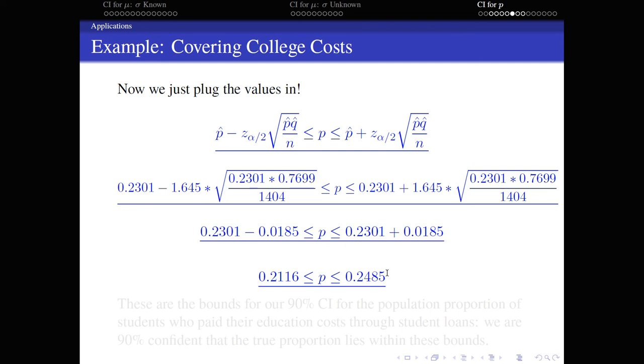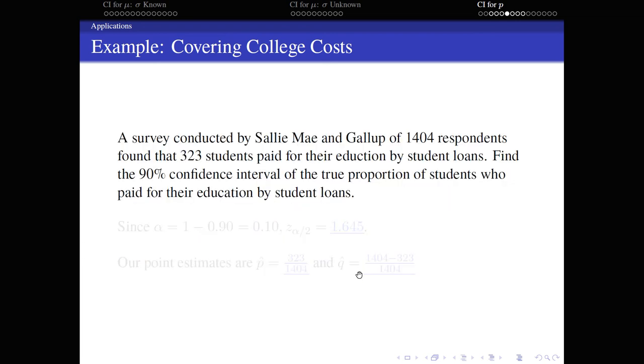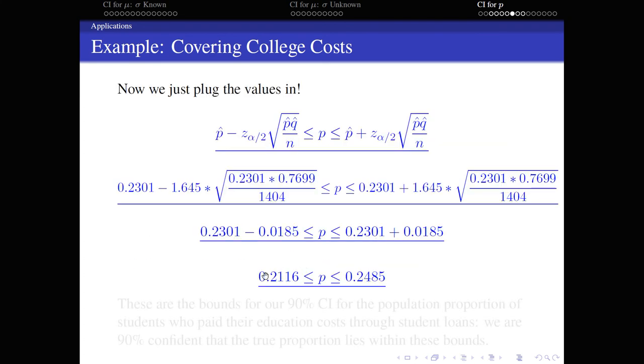Again, we could be wrong, but there's a good chance that we're right, and it depends on how we constructed the confidence interval. So in this case, there's a 90% chance that we're right. We could be wrong, but if we ran this 1,000,000 times, 90% of the time the true value would be within these intervals. Or we could make this a 95% or a 99% confidence interval to determine those probabilities.